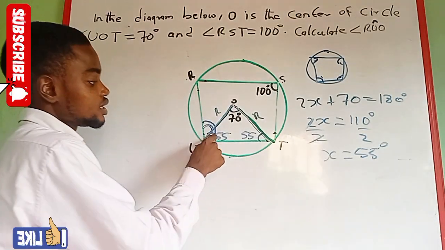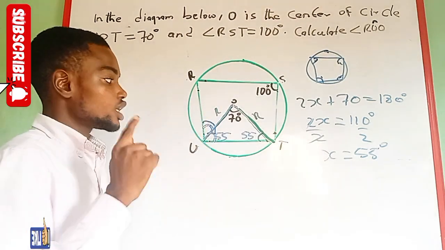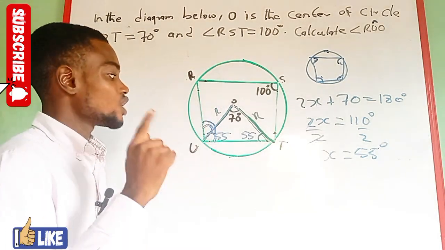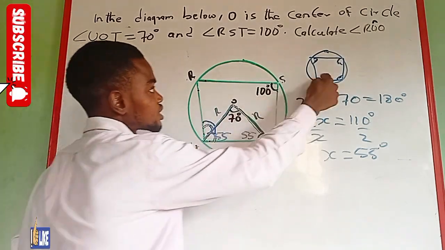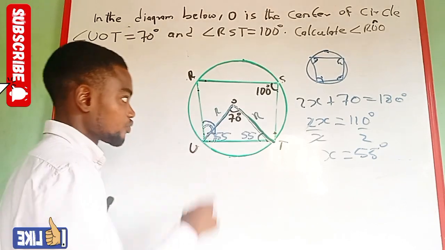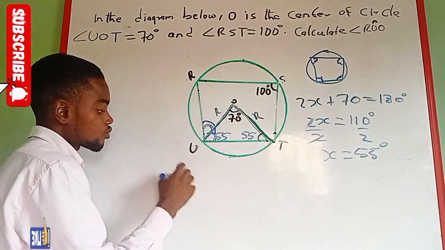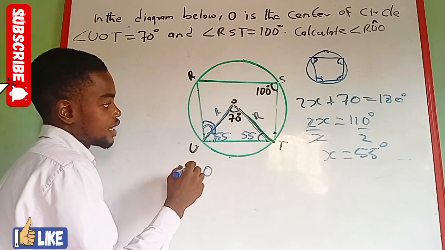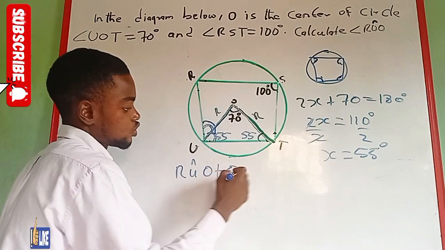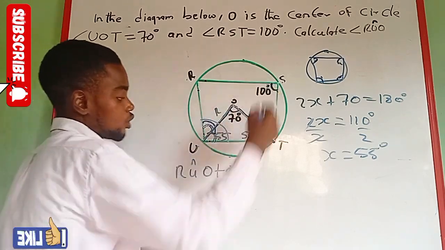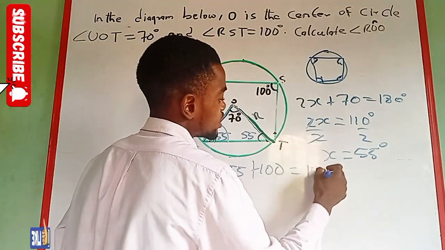Now, since we have gotten this angle, do you know that we can possibly get this angle here? Yes. What we are going to do is say, okay, now that we have this, we know that this angle plus this angle is going to give us 180 degrees. Because I don't know this, I'll call it angle ROU, where the angle is at U, plus this 55, which is this whole angle, and plus this 100, which is the opposite, will give us 180 degrees.